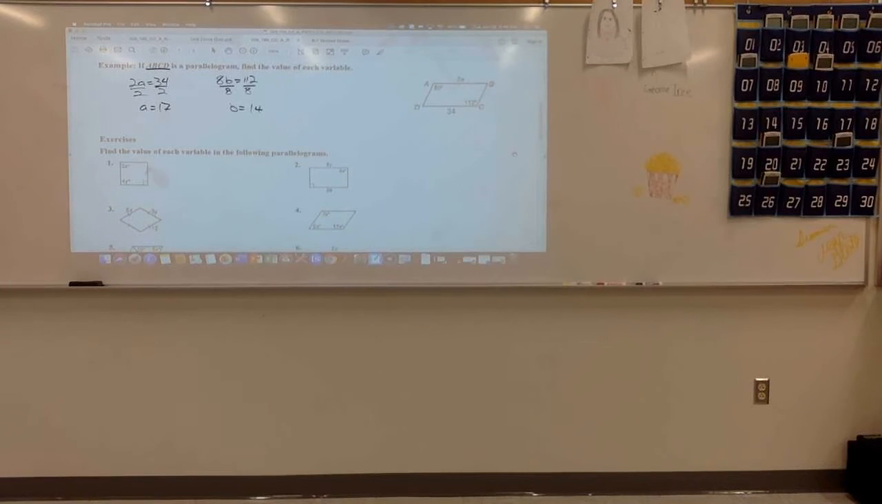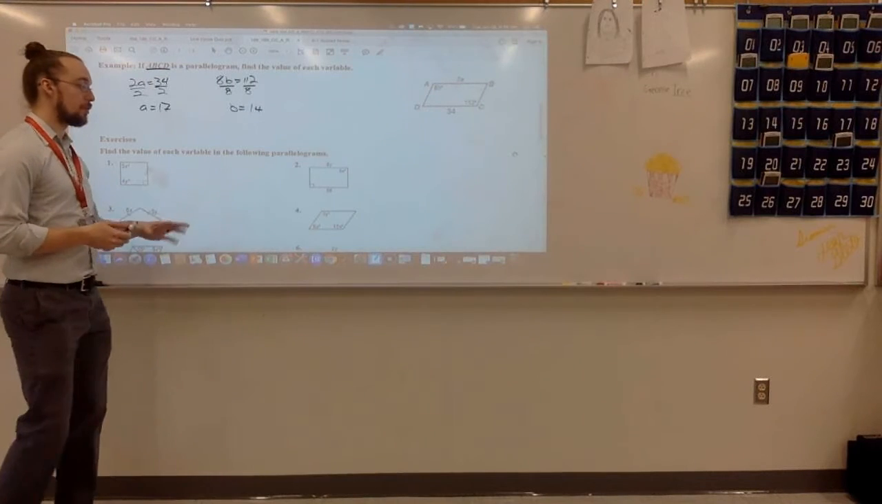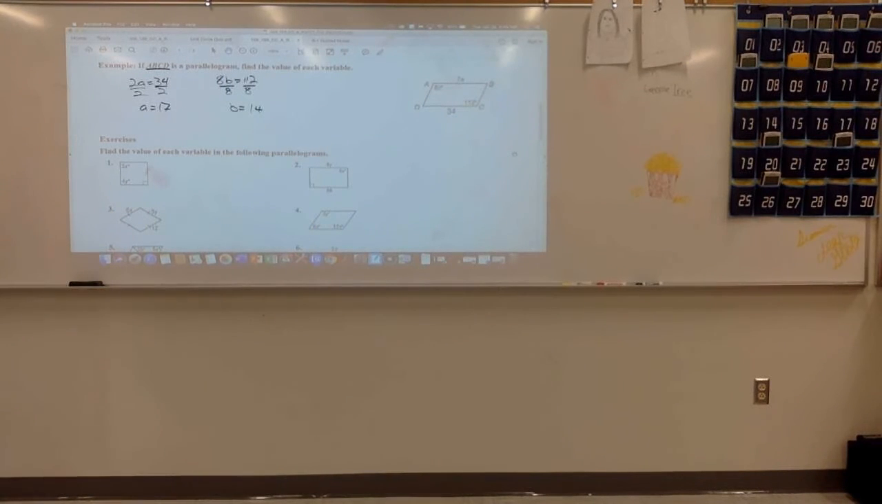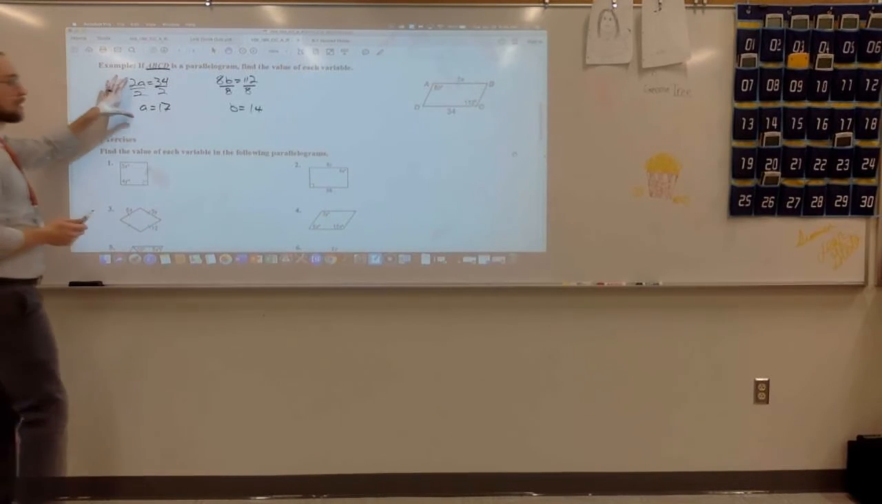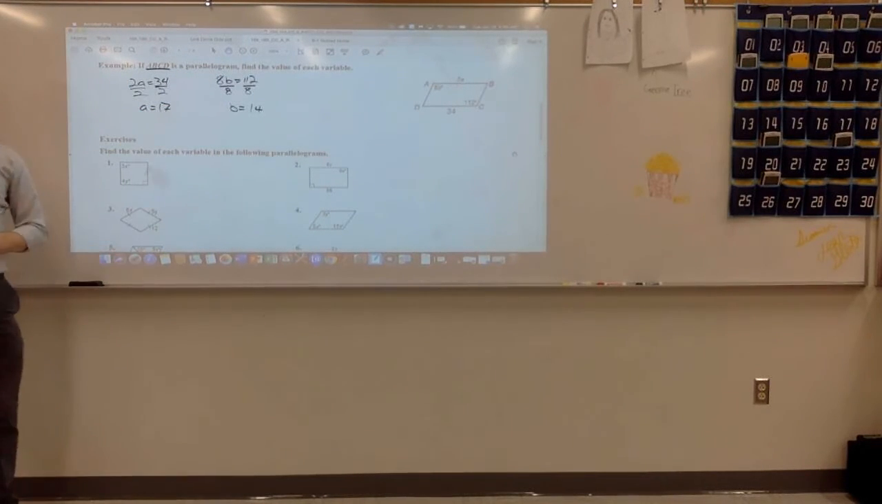So the three big properties we're going to be using here are: opposite sides are congruent, opposite angles are congruent, and consecutive angles are supplementary. There are a few problems down here in the exercises where we'll have to use the idea that angles that are right next to each other add to 180. But we'll also use opposite sides are equal and opposite angles are equal.